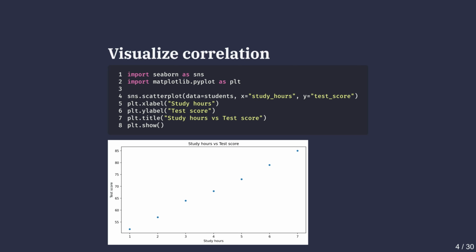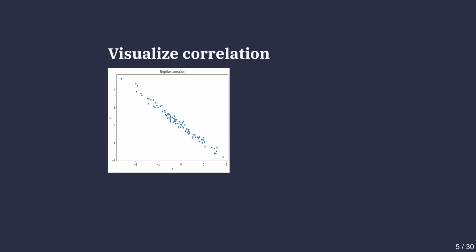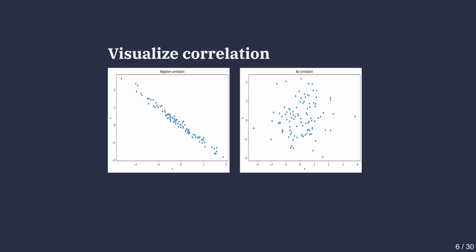We can see that as the study hours increase, so does the test scores. This shows us that there's a strong positive correlation between study hours and the test scores. In scenarios where there's a decrease in one variable when there's an increase in the other, we can say that the variables are negatively correlated. For example, we can see that as x is increasing, the value of y is decreasing. This is negative correlation. There are also cases where there is no correlation between two variables, as we can see in the plot on the right.